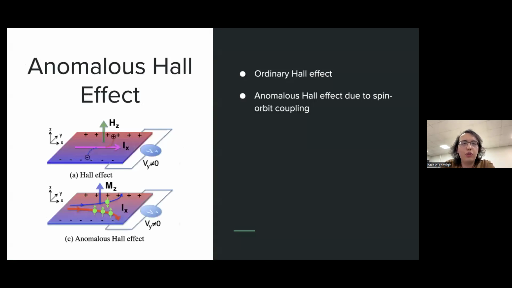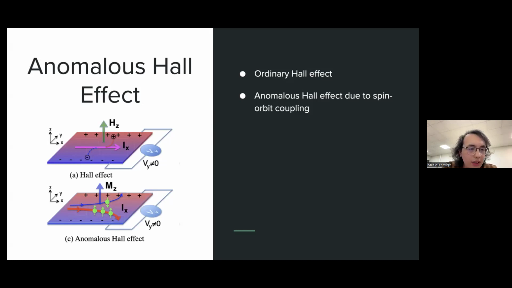Now, of course, we should give a short introduction to the anomalous Hall effect because it is quite important. First, the ordinary Hall effect is in figure A. The longitudinal current Ix under a vertical external magnetic field contributes to the transverse voltage Vy due to the Lorentz force on the carriers. So this is a pretty standard process, but the anomalous Hall effect is more interesting.